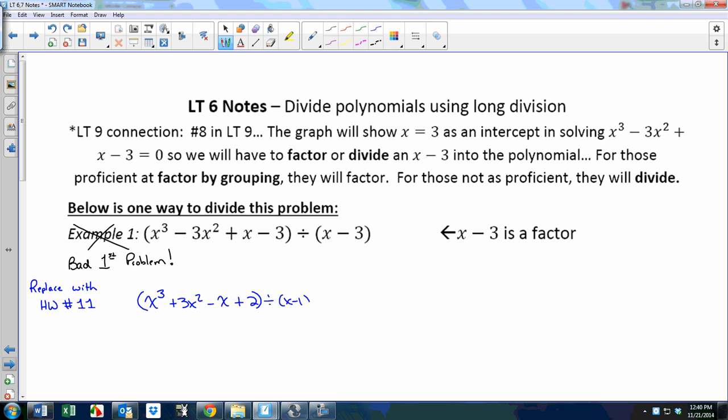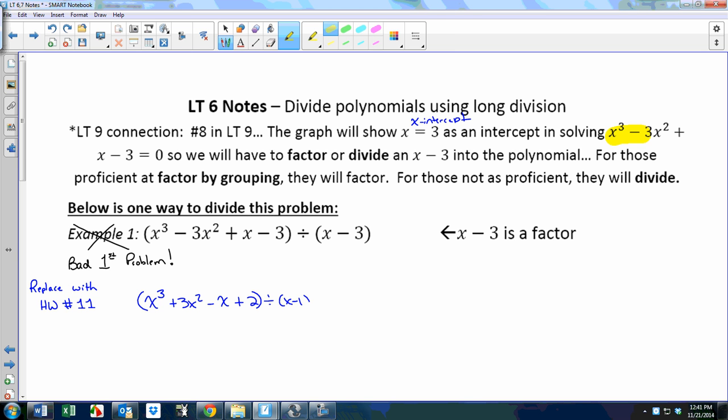Now for our notes. I've already kind of talked about what this first paragraph says, so I'm going to very quickly hit on it. Here, number 8 homework problem and number 8 learning target 9. The graph's going to show that x equals 3 is an x-intercept. That's an x-intercept.